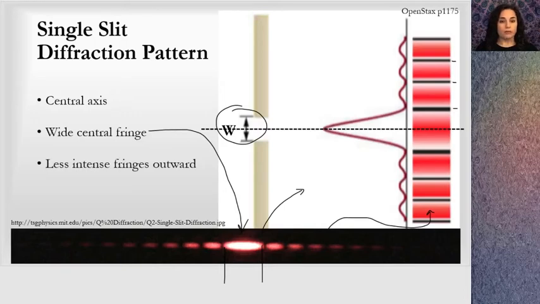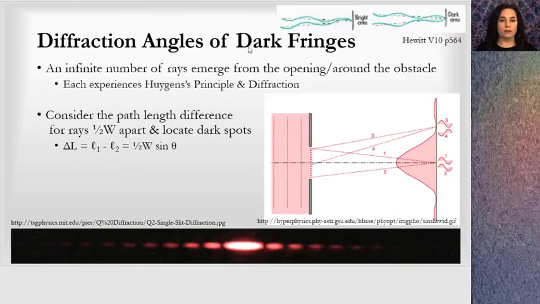So, looking at how far that light spreads out, the diffraction angles of dark fringes. What we're going to do is say we can locate those dark fringes. I want to locate this dark fringe and I want to locate this dark fringe. We can locate all of those dark fringes. And what we're going to do is rely on what we know about wave interference. We already know that if we're trying to find dark spots, this is destructive interference, and we want the path length difference equal to a half wavelength difference, some integer value, half integer value of a wavelength difference.